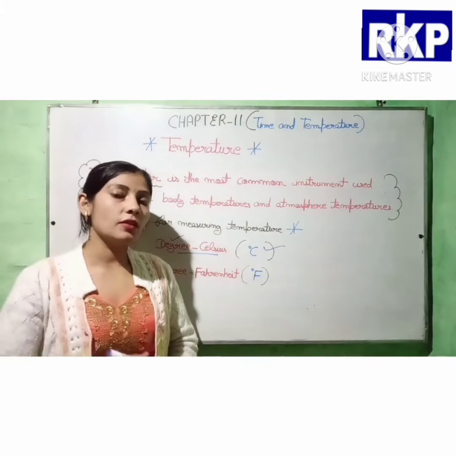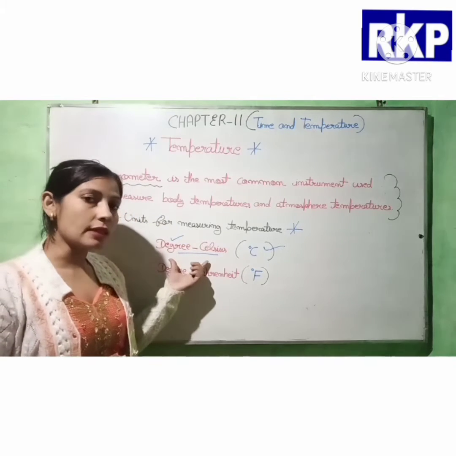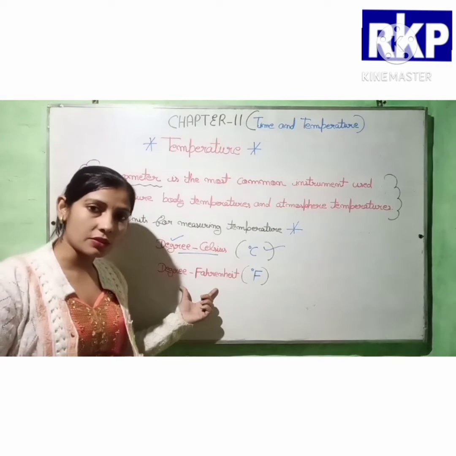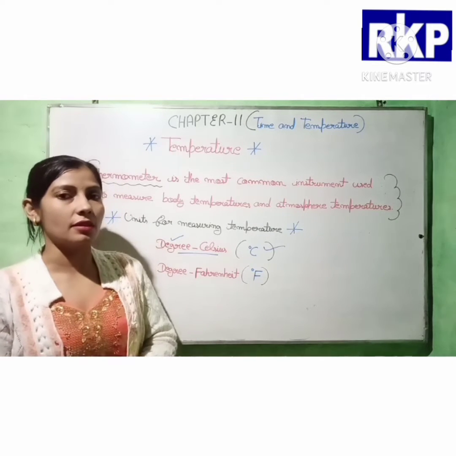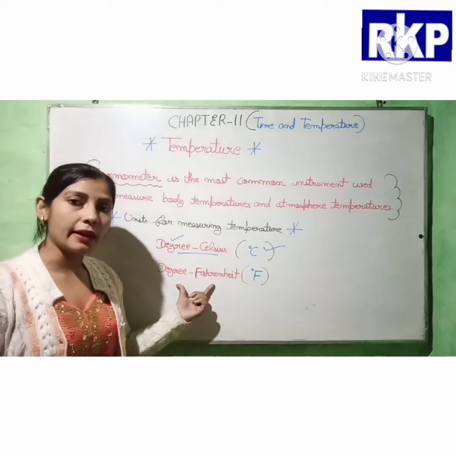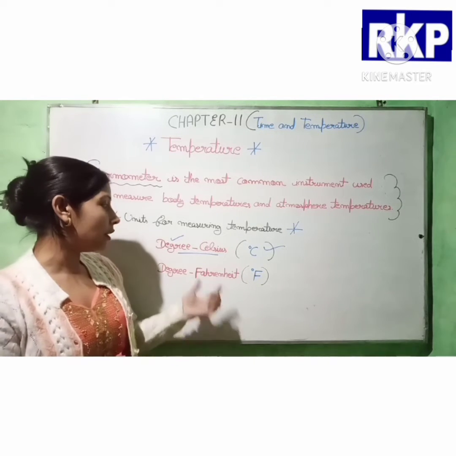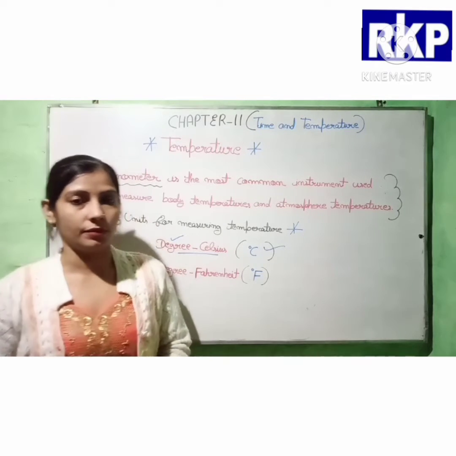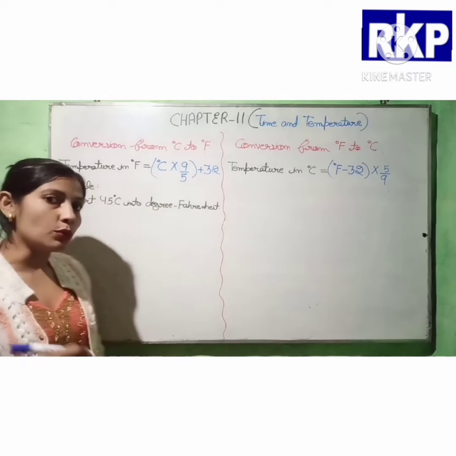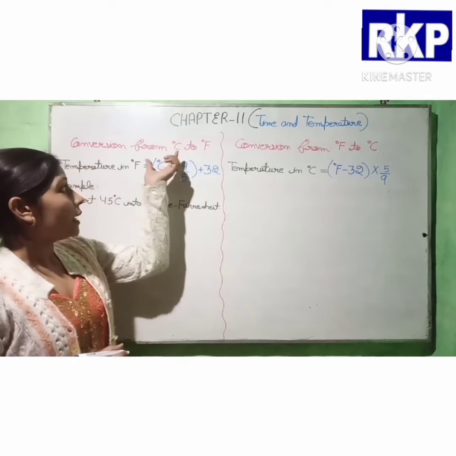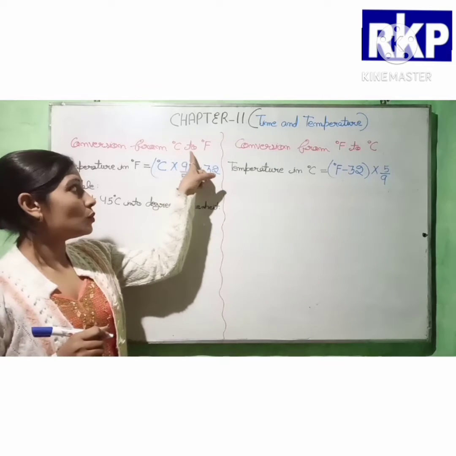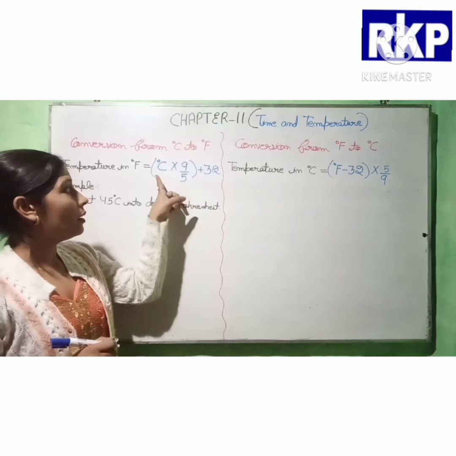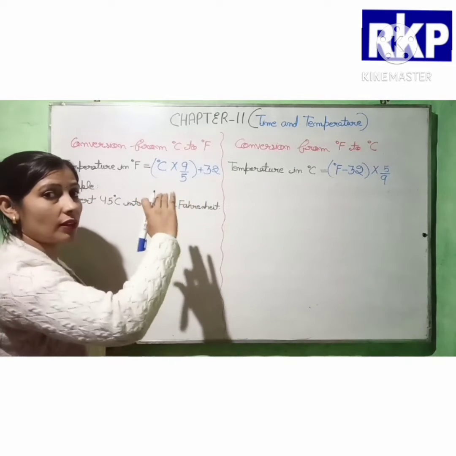Students, if the given temperature is in degree Celsius, then we can convert it into degree Fahrenheit. And if the given temperature is in degree Fahrenheit, then we can convert it into degree Celsius. Now let us see how we can convert. When we convert the temperature from degree Celsius to degree Fahrenheit, then we have to use this formula. Here we have to write the given temperature.